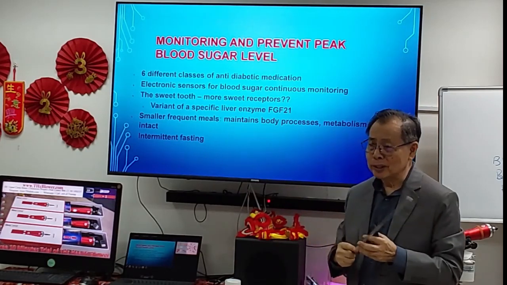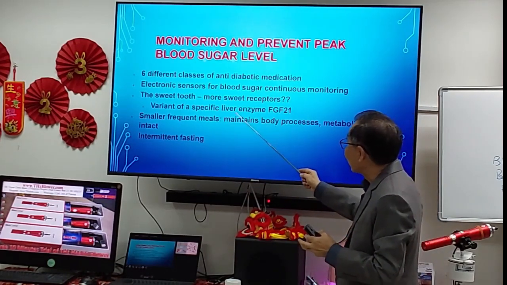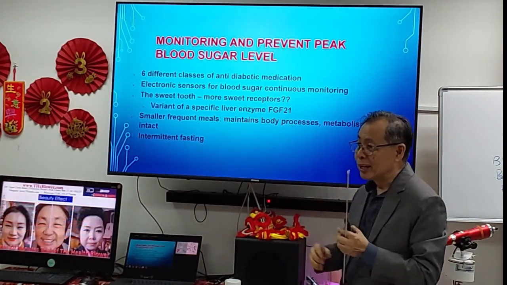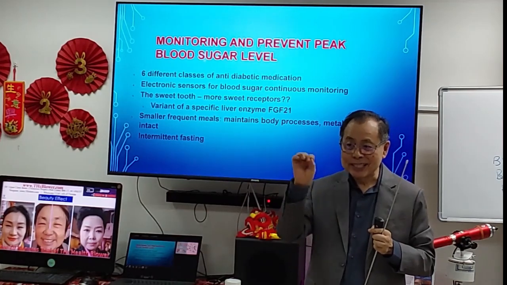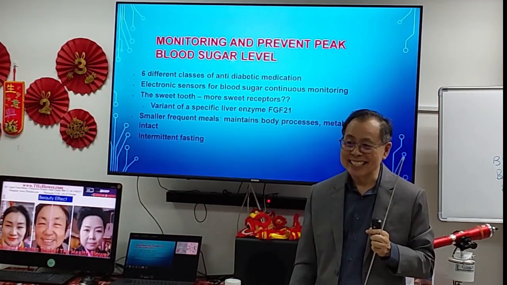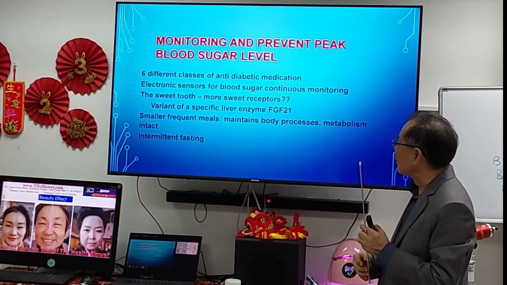Is there such a thing called a sweet tooth? Apparently there is. There is a liver hormone called FGF21, which if you have it, you want to eat more chocolate, sweets, everything. Yes, there is a sweet tooth. But you've got to regulate it. Don't blame it all on the sweet tooth.